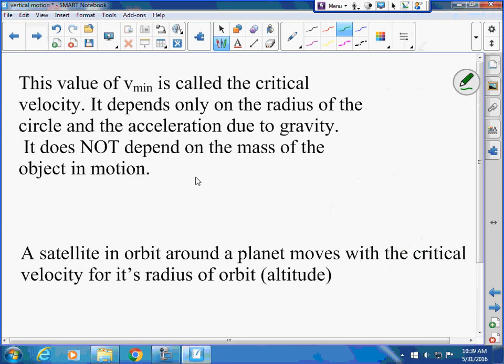Okay. This value of v min is called the critical velocity, as I pointed out. It depends only on the radius of the circle and the acceleration due to gravity. It does not depend upon the mass of the object in motion. A satellite in orbit around a planet moves with the critical velocity for its radius of orbit. So when we put satellites up there that orbit the Earth, we have to put them at exactly the right speed, that critical velocity, so that it maintains circular orbit. If we have it at a greater velocity, what's going to happen? The orbit's just going to get bigger and bigger and bigger, and eventually it's going to leave our gravitational field. It's going to leave the solar system. If it's too small of a speed, it comes back to Earth.